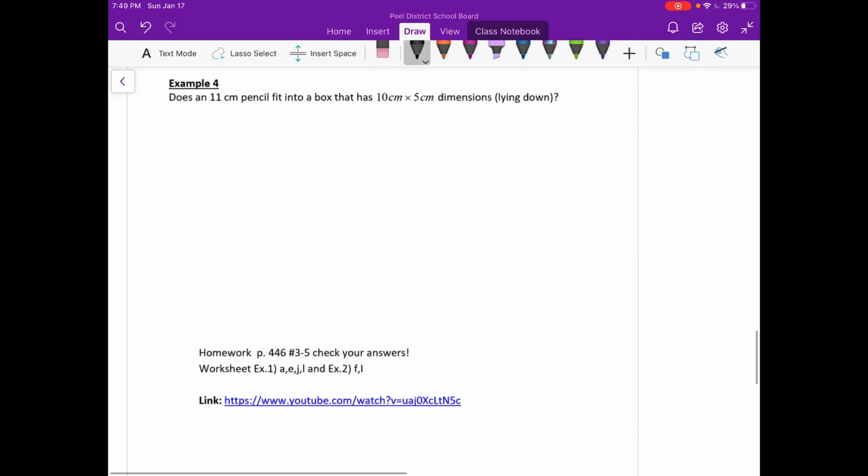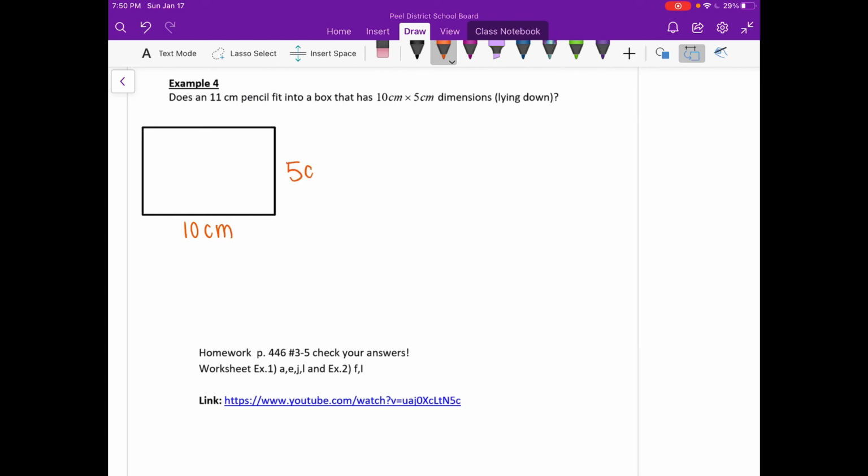Alrighty, last example. This is more of a word problem. You know that your box has the dimensions of 8 centimeters by 5 centimeters laying down, right? We want to know, does an 11 centimeter pencil fit into that box? First things first, if you've got a word problem and they don't give you a diagram, draw one for yourself. So let's draw one out. This is our box. We know that it's 10 centimeters going this way and that it's 5 centimeters going the other way.